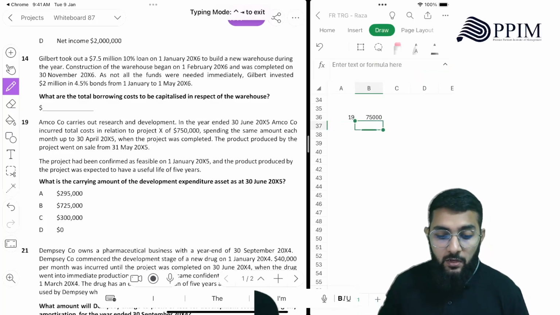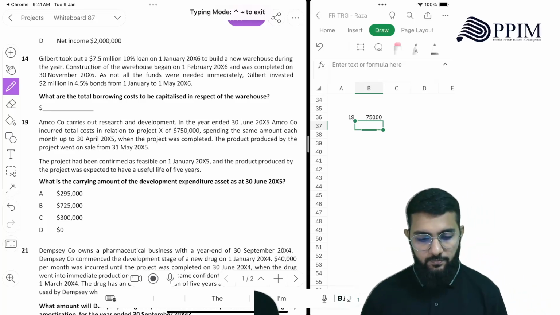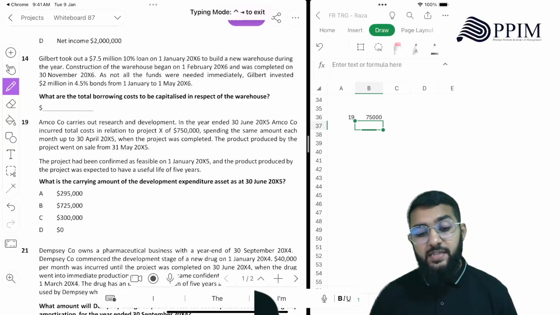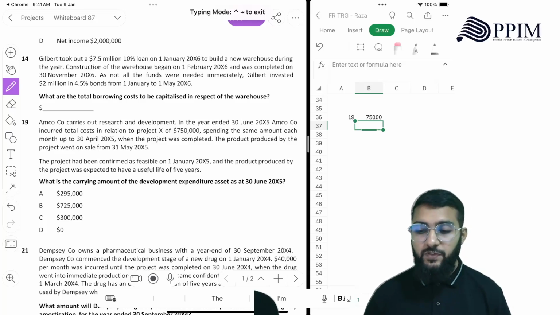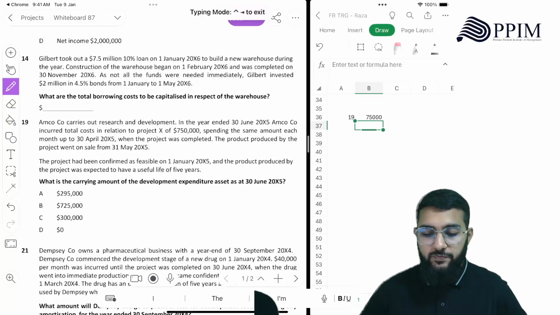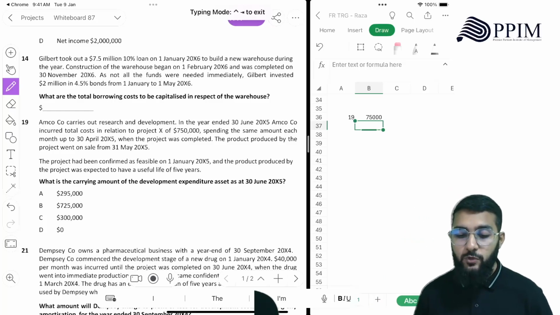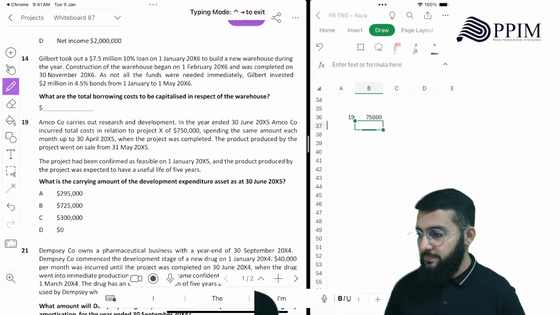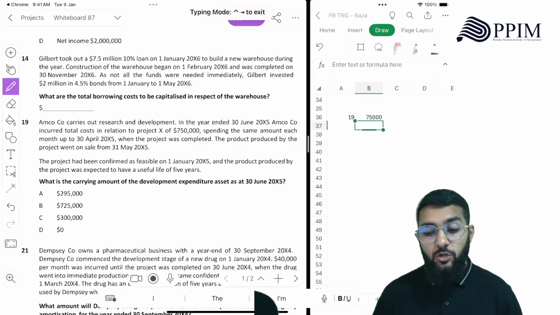75,000. Now they are saying the project was completed on 30th April 20x5. The product produced by the project went on sale from 31st May 20x5. The project had been confirmed as feasible on 1st of January 20x5, and the product produced by the project was expected to have a useful life of 5 years. Now what happens here? 75,000, right? Now how much of that is going to be expensed?